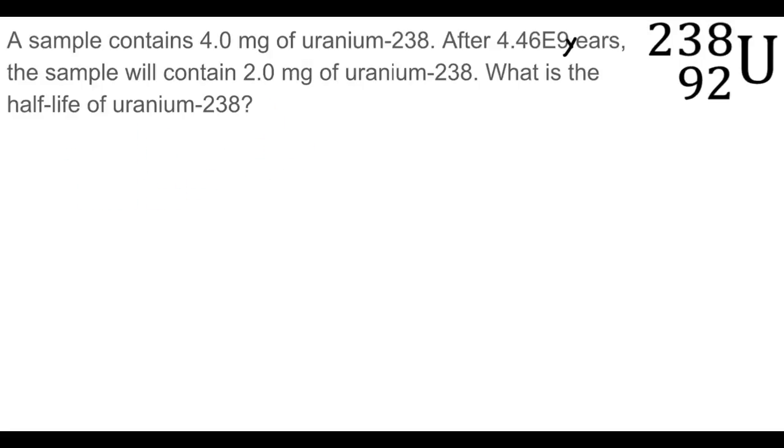All right, last one. A sample contains 4 milligrams of uranium-238. After 4.46 times 10 to the 9th years, the sample will contain 2 milligrams of uranium-238. What's the half-life? Well, I know that 4 is exactly double of 2, so that's going to be 1 half right there. So I know that, well, that's half of it. That's 1 half-life. The half-life of uranium-238 is 4.46 times 10 to the 9th years.